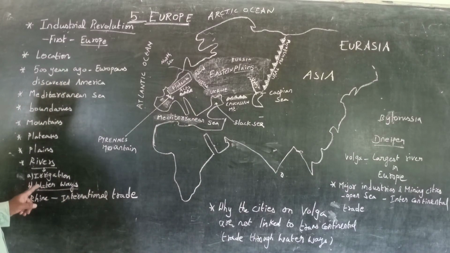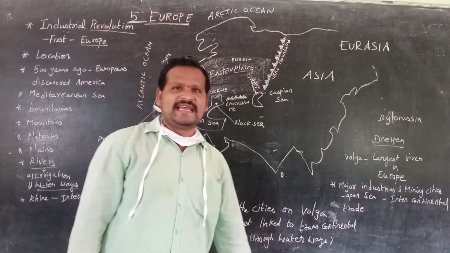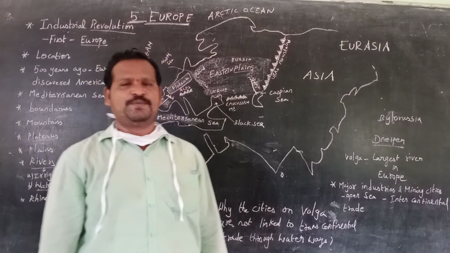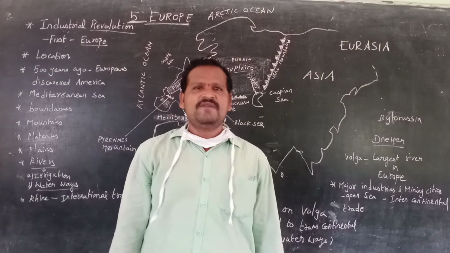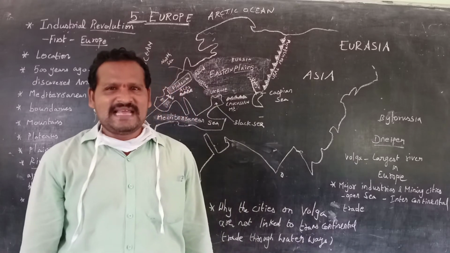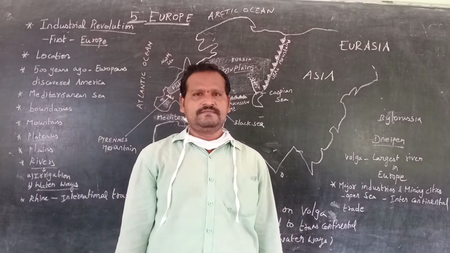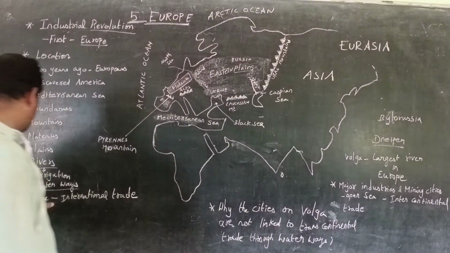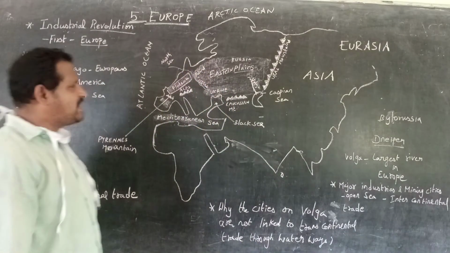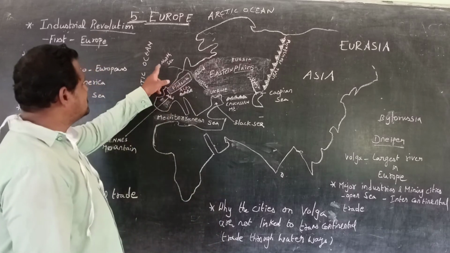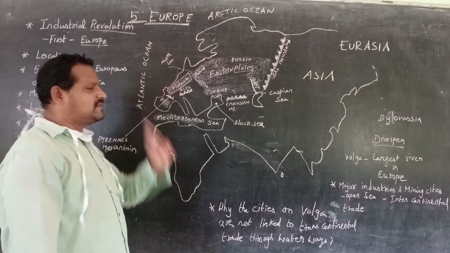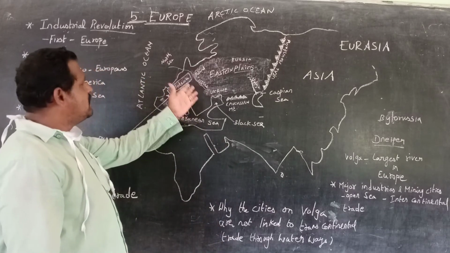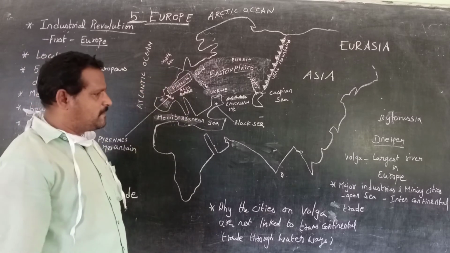Now, the rivers in Europe facilitate international trade and transport. Take the River Rhine. The River Rhine flows through several countries and at last emerges in the open sea called the North Sea. It facilitates international trade and transport.